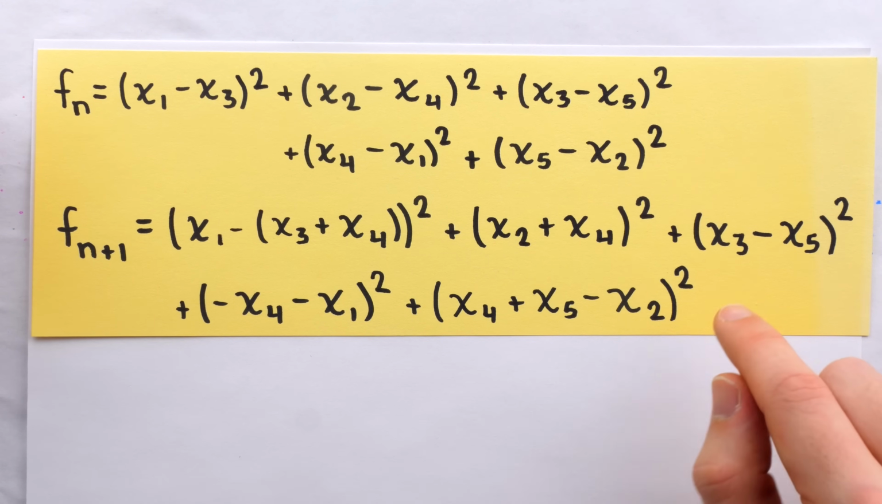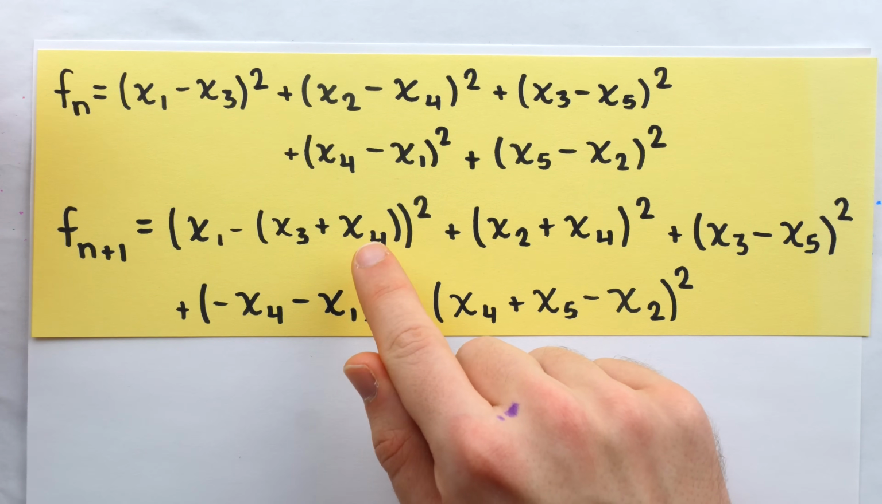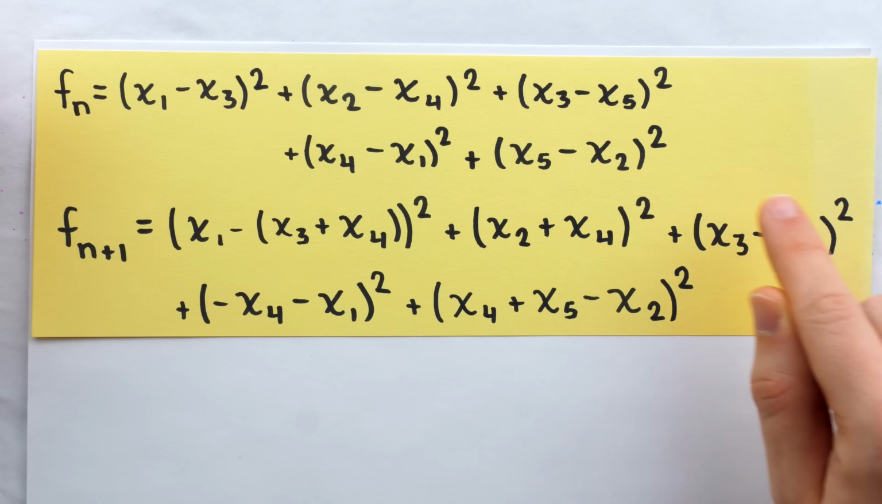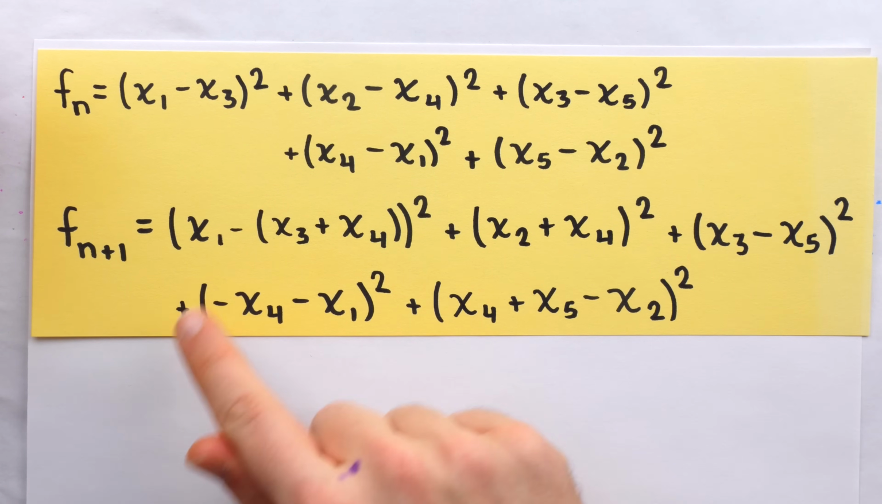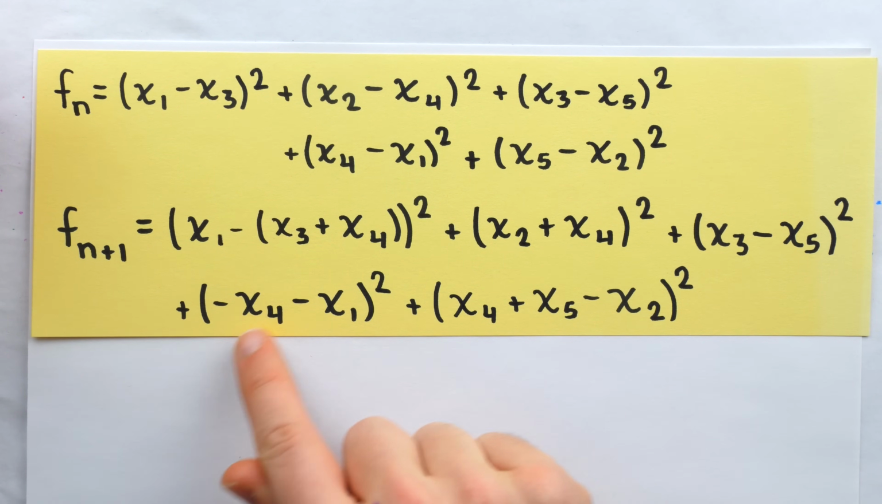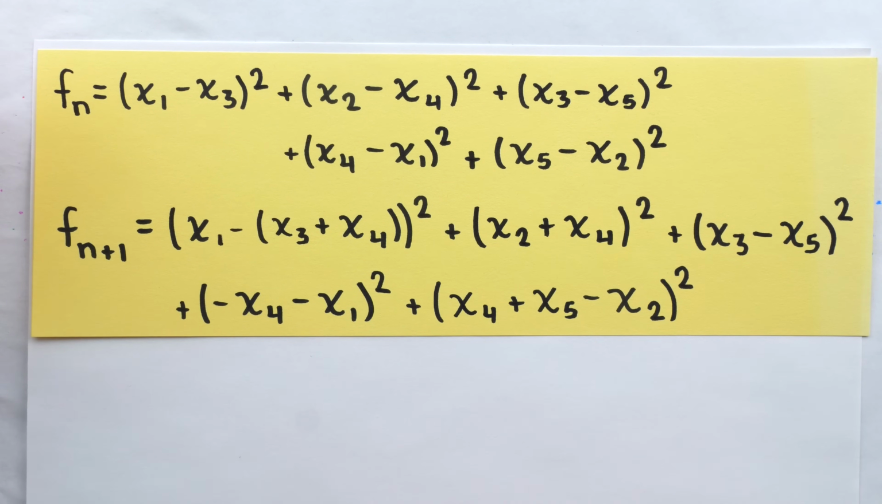So when we do x3 minus x5, there are those x4s that were added that get canceled out. And so this looks like it did in the original function. We then, of course, have negative x4 instead of positive x4, and x4 plus x5 instead of just x5. So these are consecutive terms of the function. We then need to subtract them, fn plus 1 minus fn, and see what we get.